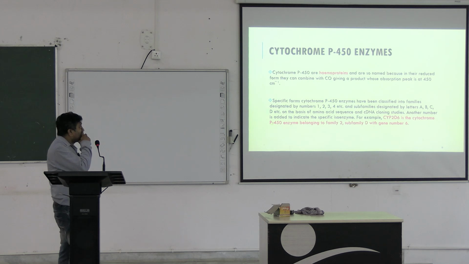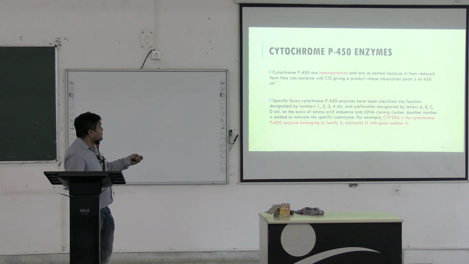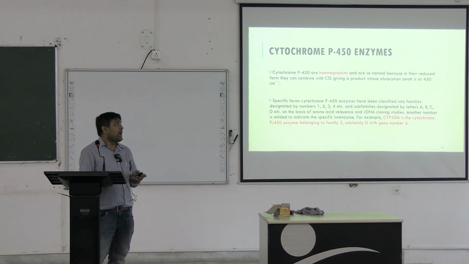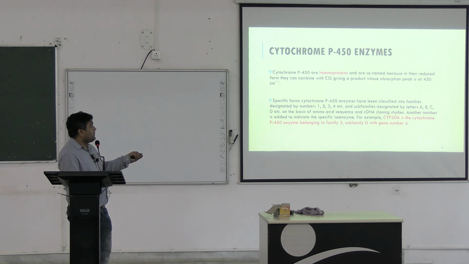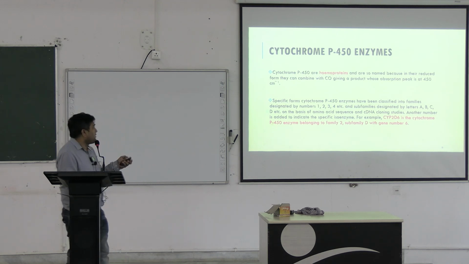Now, coming to the cytochrome P450, these are hemoproteins. Why are they called cytochrome P450? Because in the reduced form they can combine with carbon monoxide, and the product that is formed has an absorption peak at 450 nanometers. So they are called cytochrome P450.